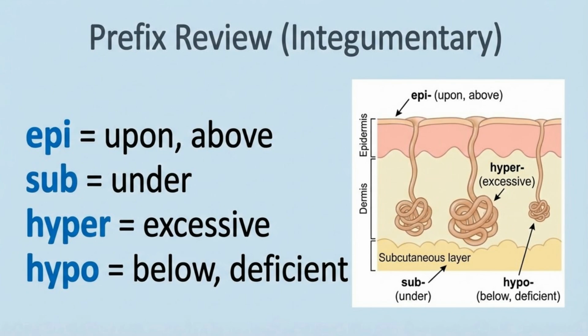The prefix hypo, meaning below normal or deficient, is seen in the term hypodermic, referring to something applied or injected below the skin. The prefix hyper, meaning excessive or above normal, is used in hyperhidrosis, a condition involving excessive sweating. As you learn these prefixes, pay attention to how they help you understand location and conditions related to the skin.